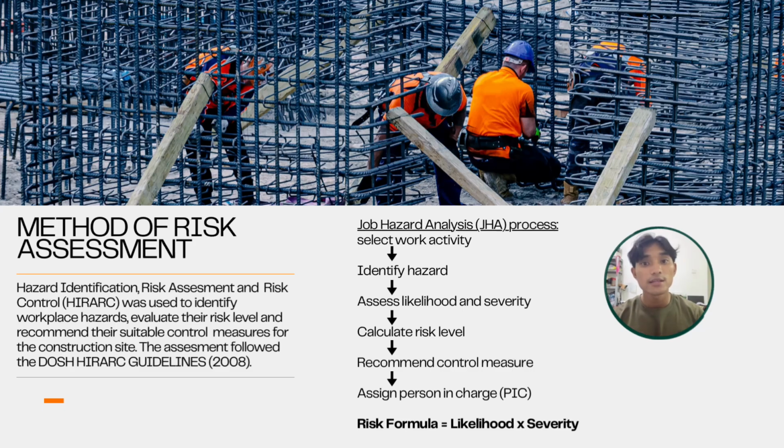Based on the calculated score, each hazard is classified into 3 risk levels, which are low risk with a score of 1 to 4, medium risk with a score of 5 to 12, and high risk with a score of 15 to 25. Next, we develop suitable control measures following the hierarchy of risk control to reduce the identified risk.